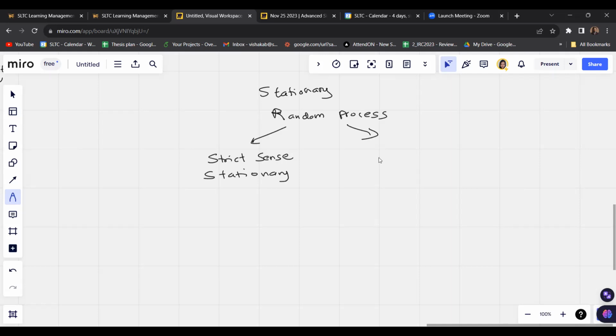So I can divide the stationary random processes into strict sense stationary and wide sense stationary, right? So we will discuss the strict sense stationary first. We give a small definition about this strict sense stationary process, and then if we have the time, we will discuss in detail regarding the strict sense stationary processes.